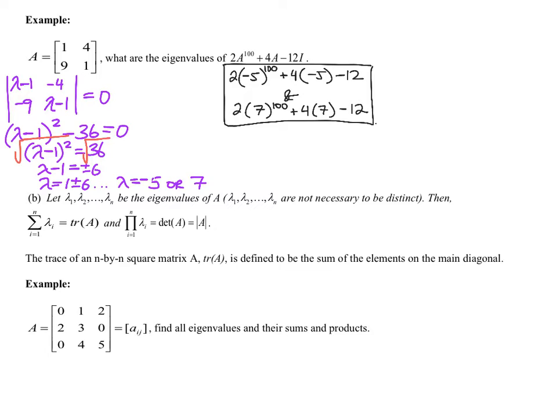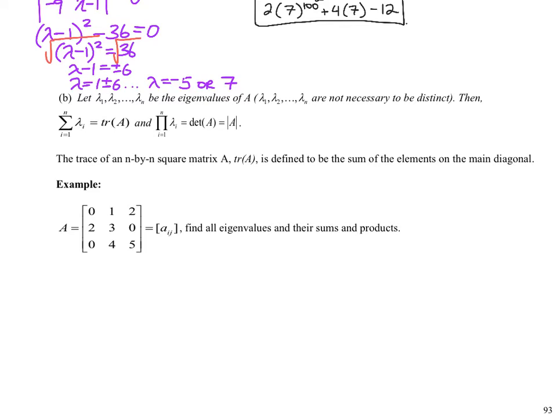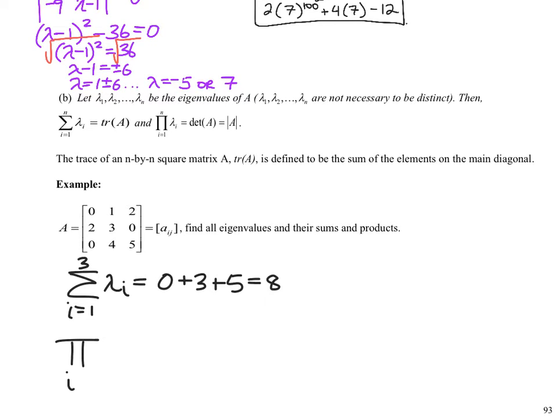The trace is defined to be the sum of the elements of the main diagonal. So with that piece of information, I now know that the sum from i equals 1 to 3 of lambda sub i is going to be equal to 0 plus 3 plus 5. You could just write 8 though. And the product going from position 1 to position 3, or column 1 to column 3, row 1 to row 3, it's square, so it doesn't matter.